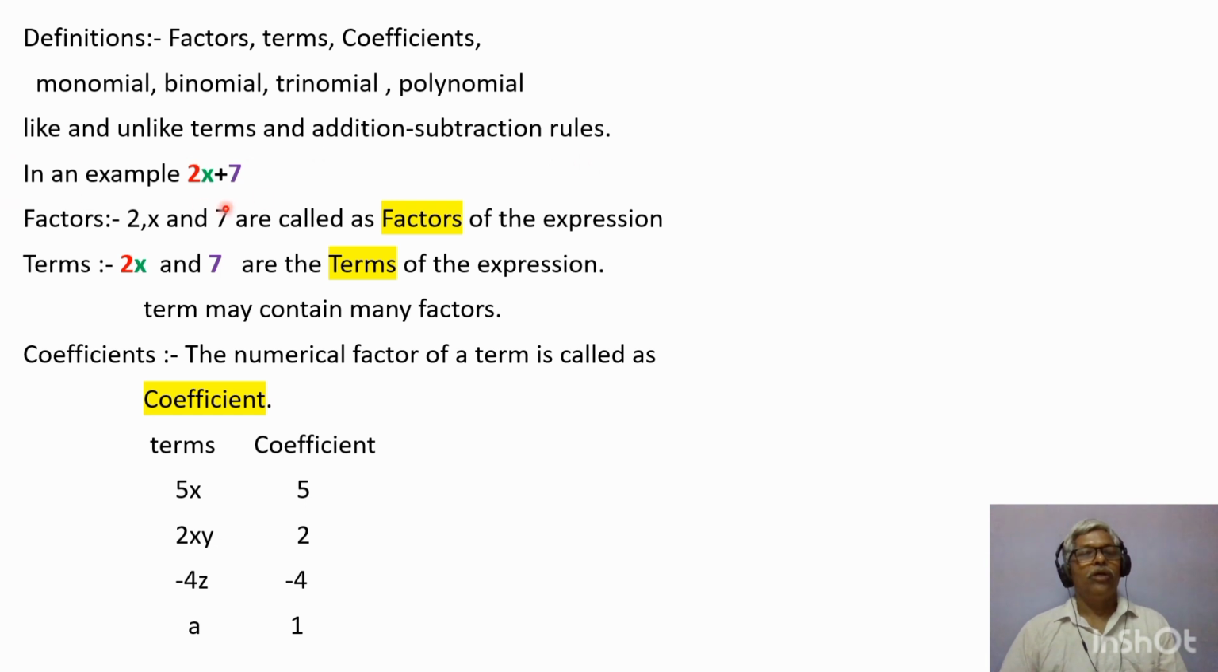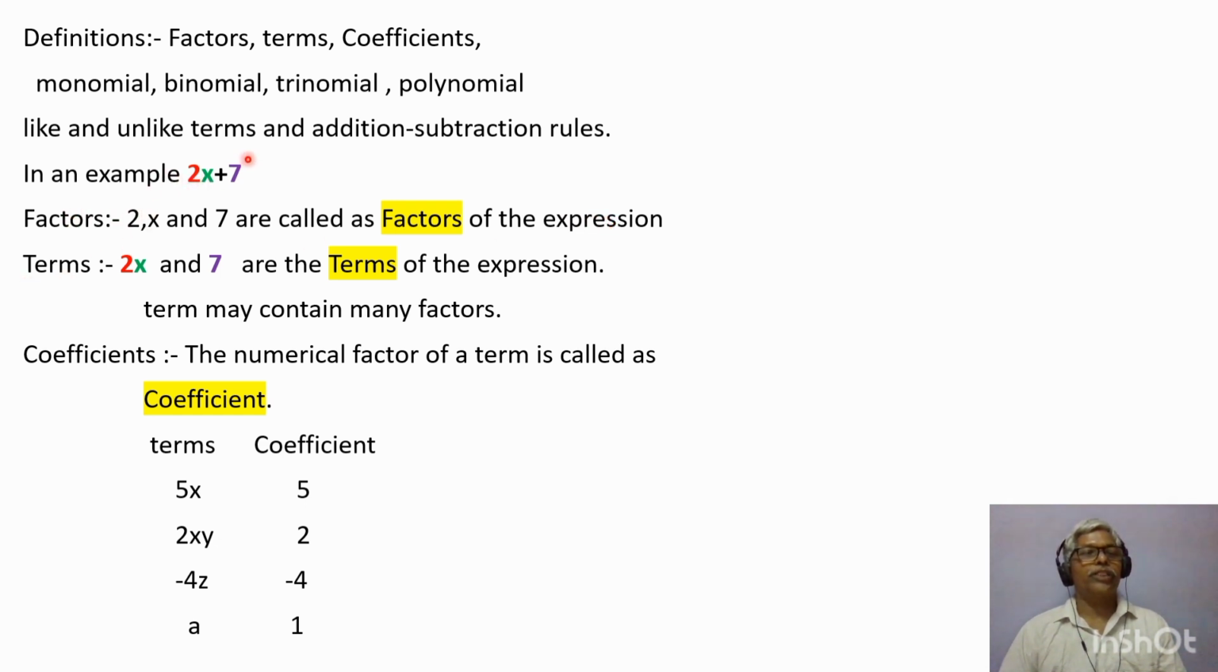To understand this, let us consider an example: 2x plus 7. Now, what are factors? See here, factors: 2, x and 7 are all called factors of the expression. All individual, there are three. So these are called factors of the expression. So you know what factors are.